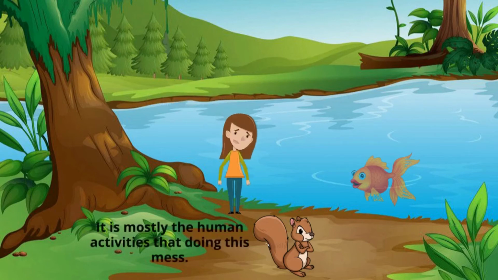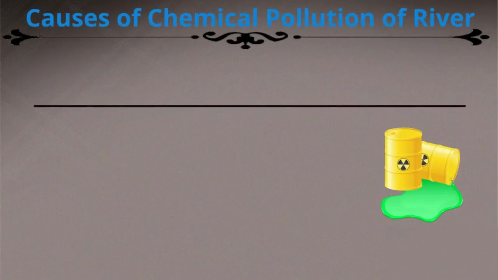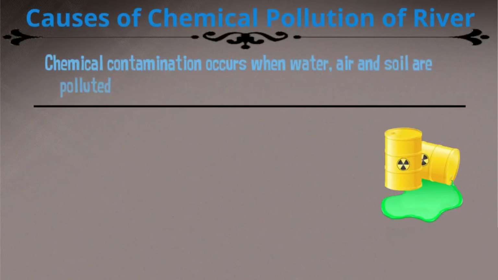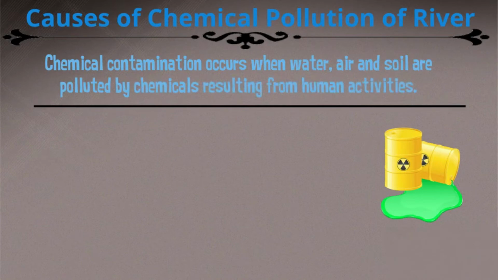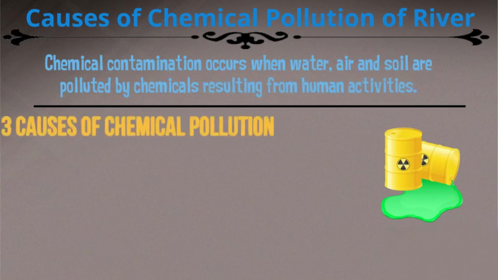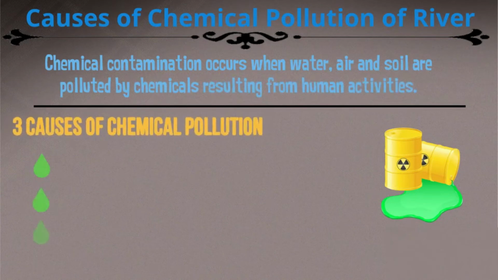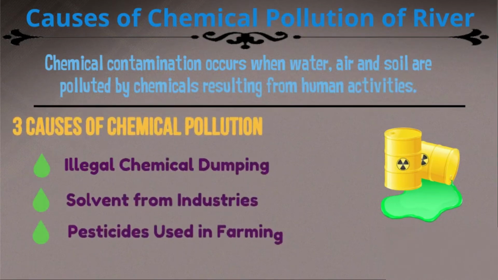It is mostly the human activities that cause this mess. Chemical contamination occurs when water, air, and soil are polluted by chemicals resulting from human activities. There are three causes of chemical pollution: illegal chemical dumping, solvent from industries, and pesticides used in farming.